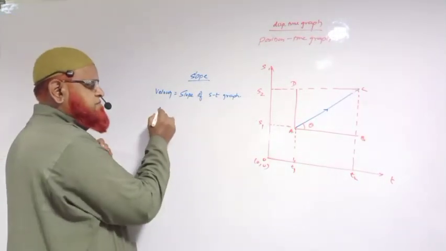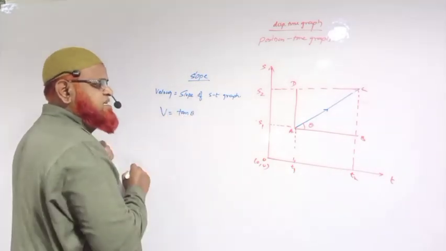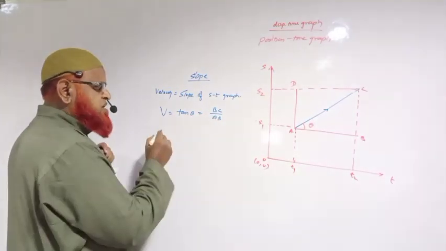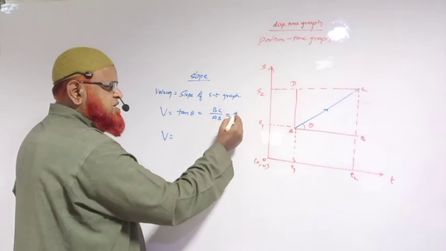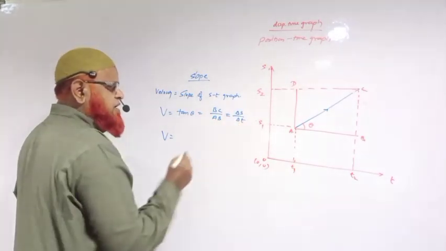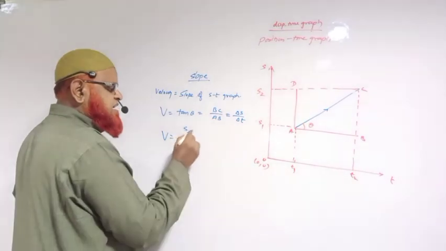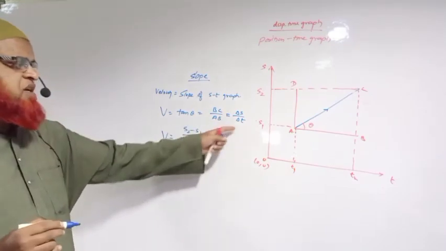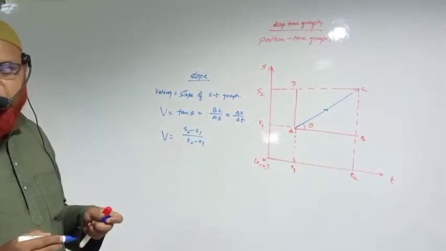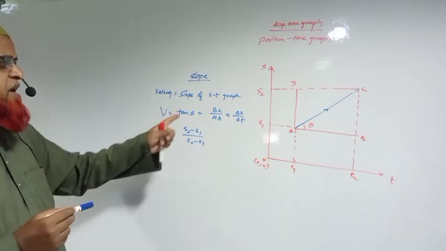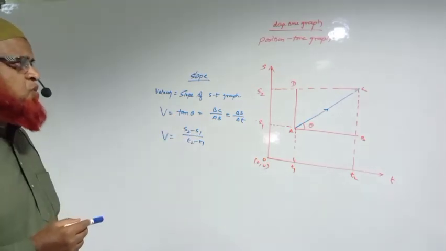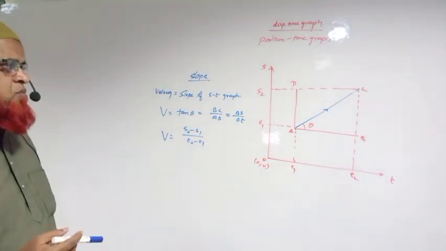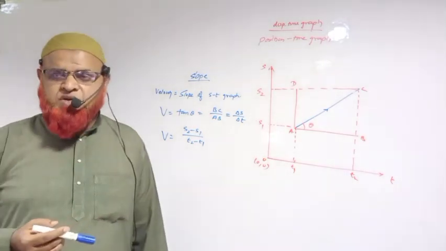So we are going to write the velocity. Velocity, slope, is nothing but tan theta. Tan theta is nothing but BC by AB, which is nothing but displacement, delta S by delta T. Or you can also take delta S as S2 minus S1 by T2 minus T1. Change in displacement with change in time gives you the velocity. So the slope of this graph gives you velocity. You have to understand this one. If you understand this, you will understand the remaining things also very easily.